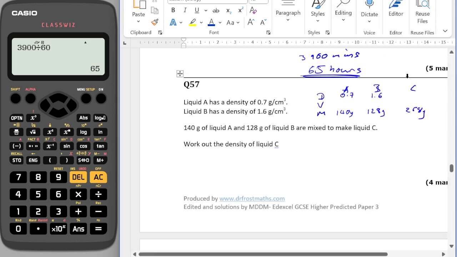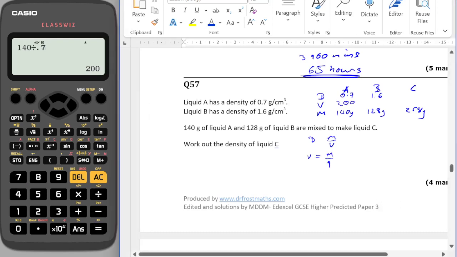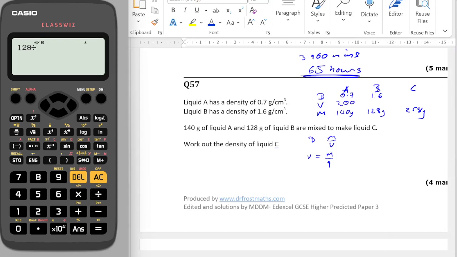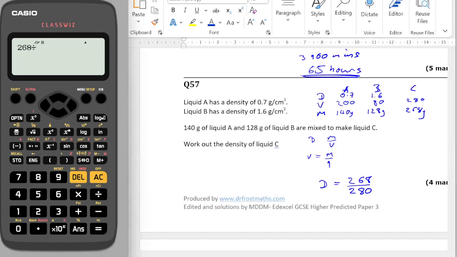So if density is mass divided by volume, then volume is going to be equal to mass divided by density. So 140 divided by 0.7 gives me 200. And then 128 divided by 1.6 gives me 80. So I've got a combined volume of 280. So the density is going to be equal to the mass, which was 268, divided by the volume of 280. So 268 divided by 280.